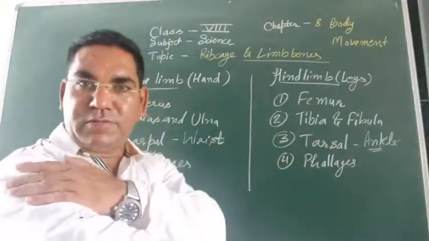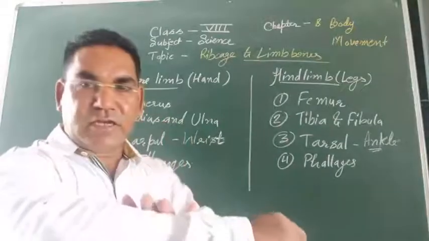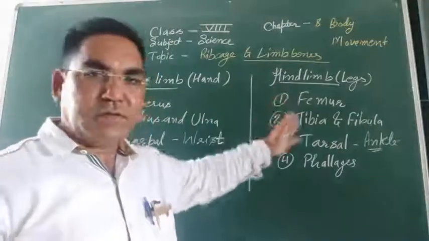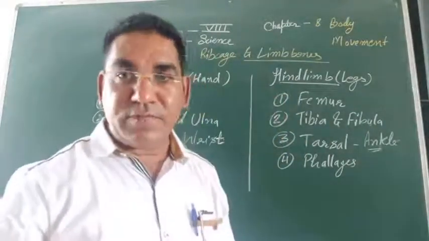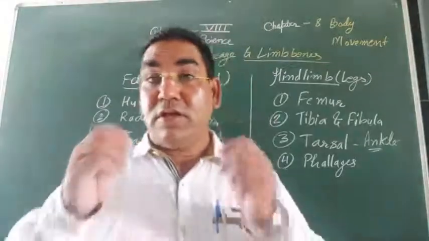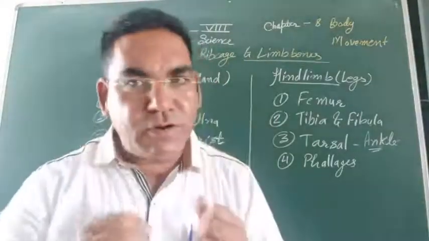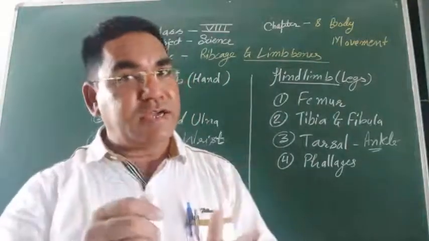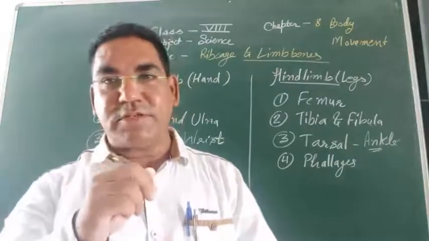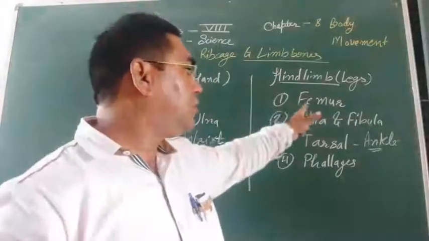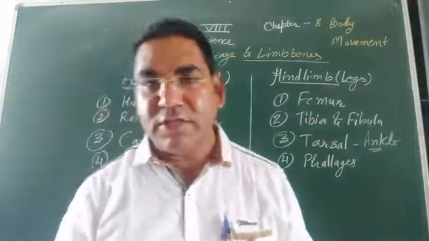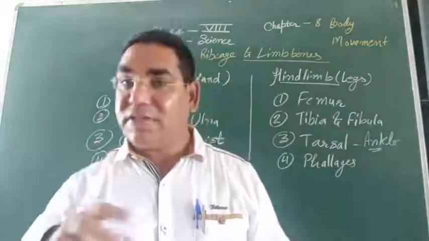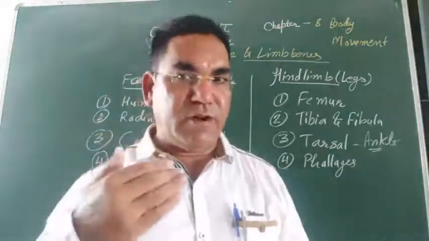First bone of the forelimb, humerus; second bones, radius and ulna; third, wrist bones; then phalanges. Here, the first bone in the leg is the femur, and the femur is the largest bone, longest bone and strongest bone of the body. Now this is the knee, and below the knee there are two bones. These are tibia and fibula.